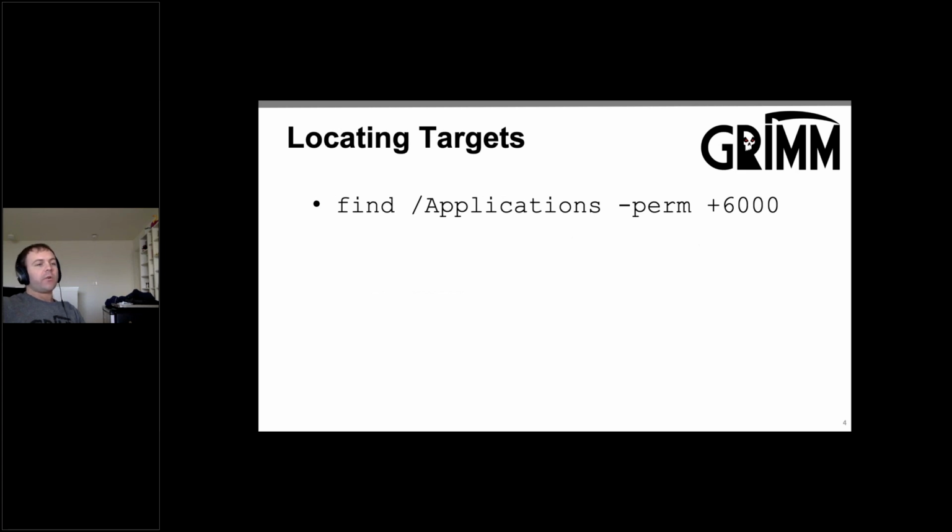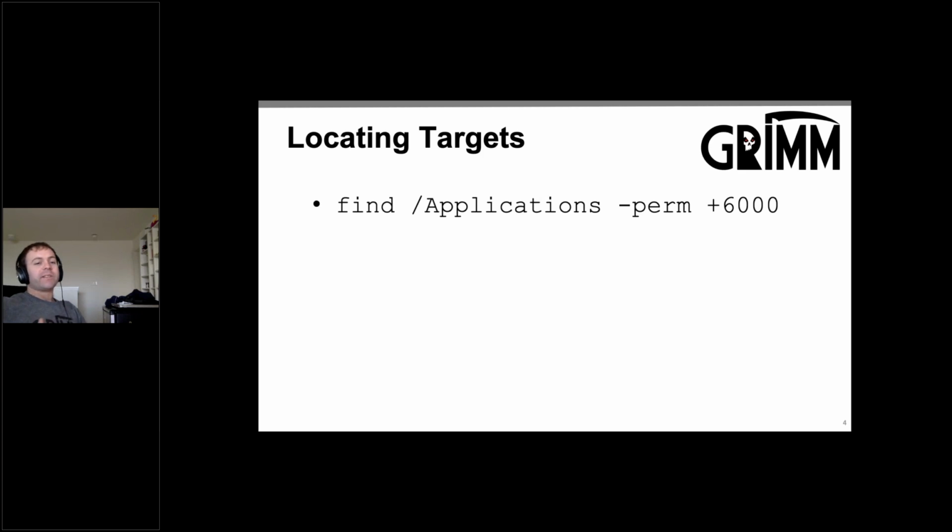Next, you'll obviously want to go about finding any SUID applications. This little find command will find any of them on your operating system in the /Applications folder. I chose to look at the /Applications folder because on Mac OS, that's where you would find third-party applications.